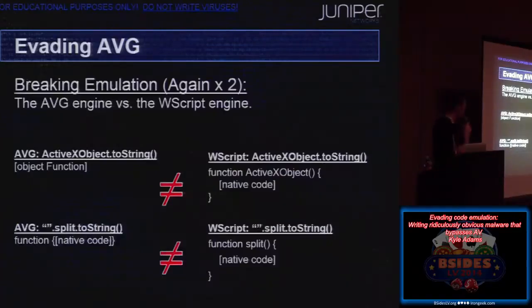And so you can see right here, this is the non-escaped version. Here's what AVG is giving me. The first one is just object function. The second one is function native code. But WScript looks way more like a browser, and this is what I'd expect from most JavaScript interpreters, which is at least something that looks like a function that actually has the name of the function in it. So you can see they have function ActiveXObject wrapped with native code, and then function split, again, wrapped with native code. And they're very similar between the two.